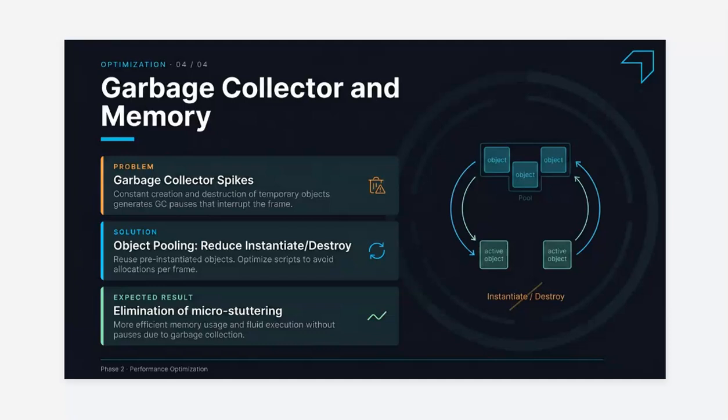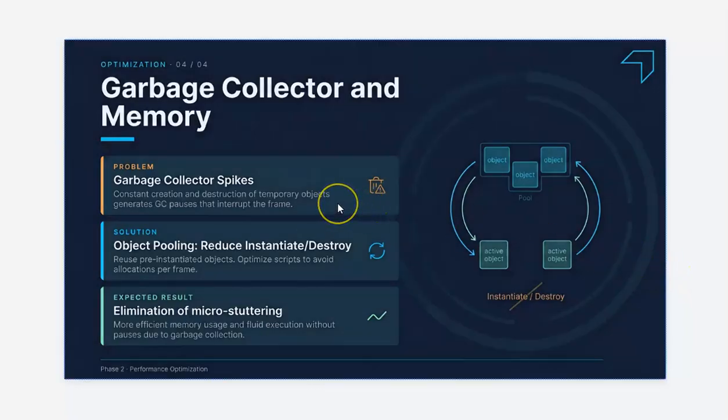Now the last, Garbage Collector and memory. The problem arises when the Garbage Collector's frequent creations and continuous destruction of ephemeral objects create pauses that disrupt the flow of the frame. The solution: reduce object creation, reuse pre-instantiated objects, and optimize scripts to avoid allocation per frame.